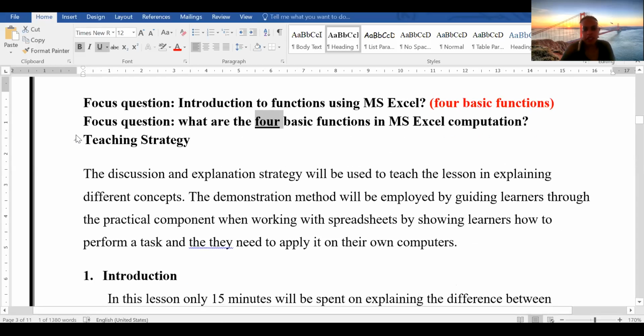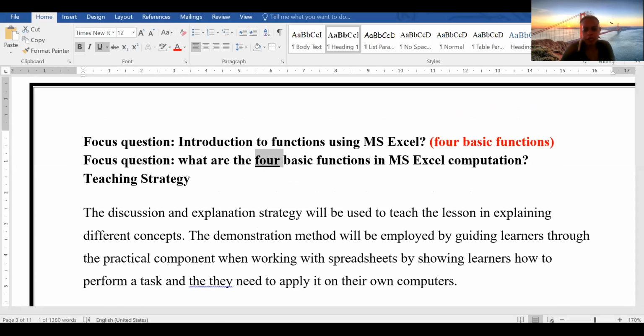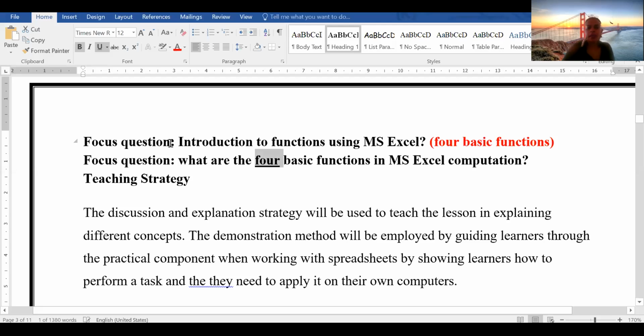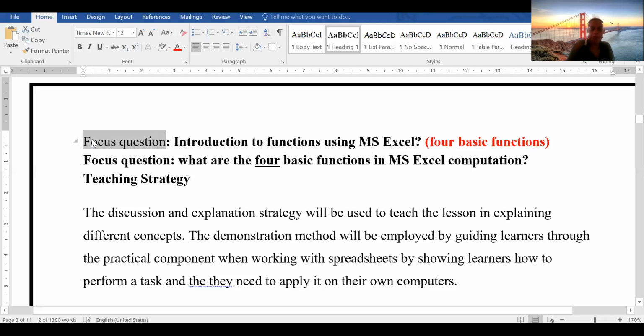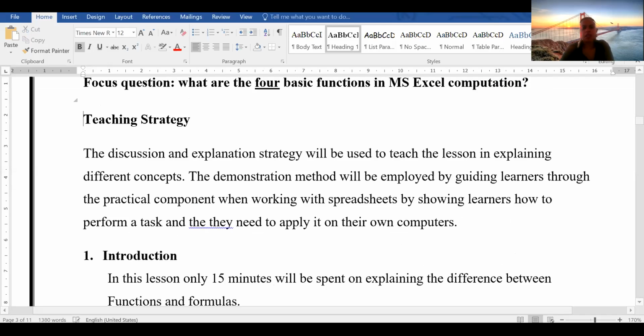Now I can go to the teaching strategy. I hope I'm recording, because I said I'm recording, for the sake of those who are not here. Now we have developed our focus question together. This is a good thing with this Zoom meeting. We are together. Now let's go to the teaching strategy.